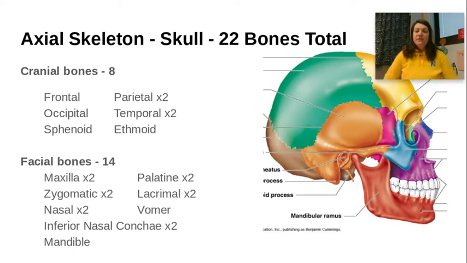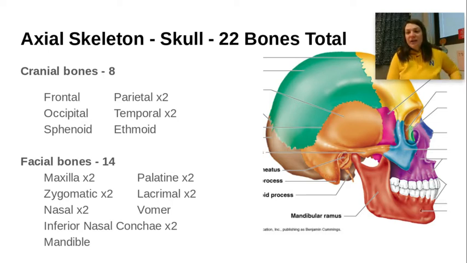And then you have facial bones, right? Like protecting your eyes and everything like right here. You have the maxilla, the zygomatic, nasal, inferior nasal concha, the mandible, which is your chin, the palatine, and I'm terrible at these words, I'm sorry, the lacrimal, and the vomer. So the real important thing here is that you can identify that there are 22 bones in total. We'll go into further detail about this later in this unit.